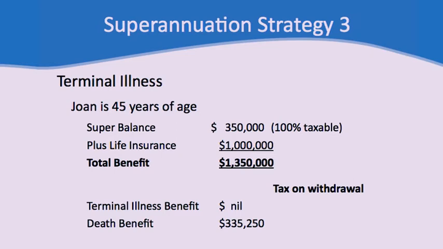Let's look at an example. Joan's 45 and she's been fighting cancer for a number of years. She's got 2 non-dependent children, both out working, and she's recently received the news that she's only got around 6 months left to live. Now, she had $350,000 in a superannuation fund, but she also had life insurance through the fund. Now, her life insurance, like most life insurance policies, also had a terminal illness clause. So her total benefit is $1.35 million.